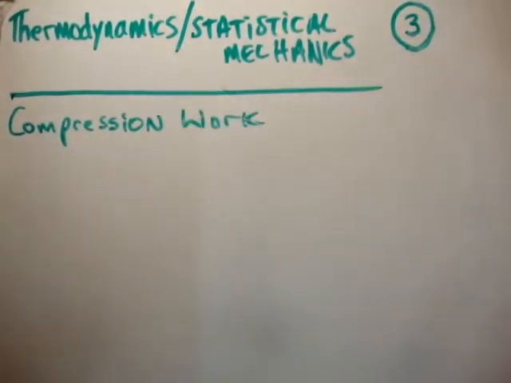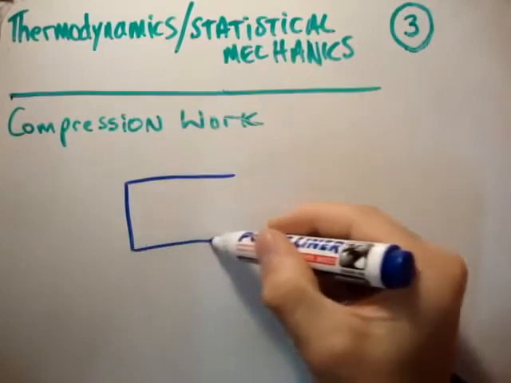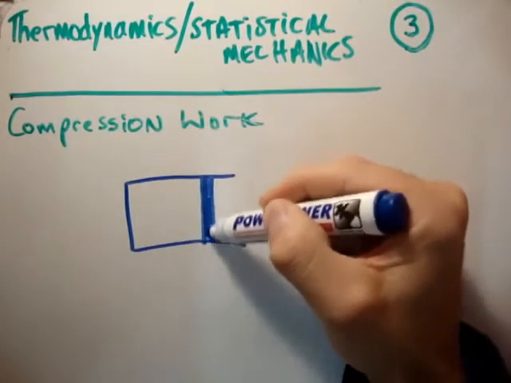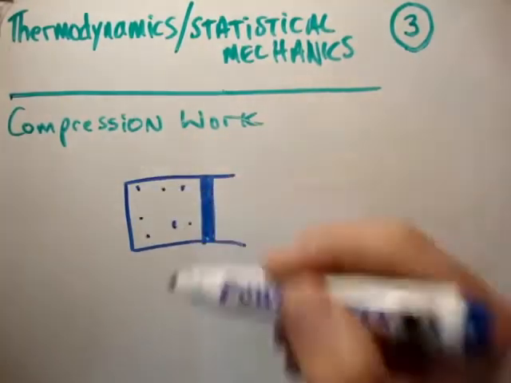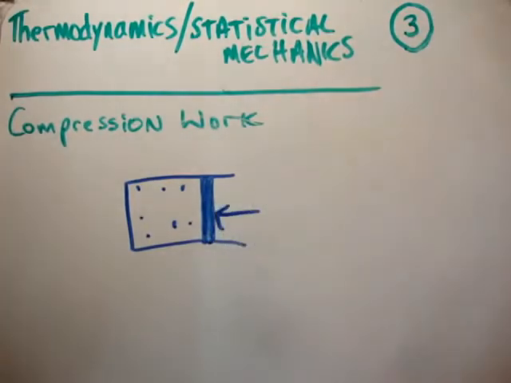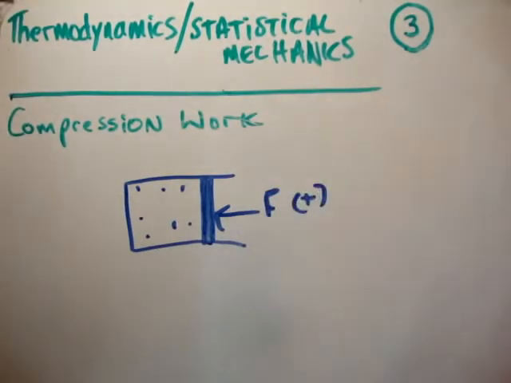So we're saying work is being done on the system and it's being done in a compression manner. So let's say, for example, we have a system, here's my system, and we have some sort of a piston. And in it we have a gas. Alright, and I apply a force onto the piston like so. Now, if I apply a force like that, then it is going to compress the gas and it is going to do work on the system. So where the force is in that direction, we say the force is positive.